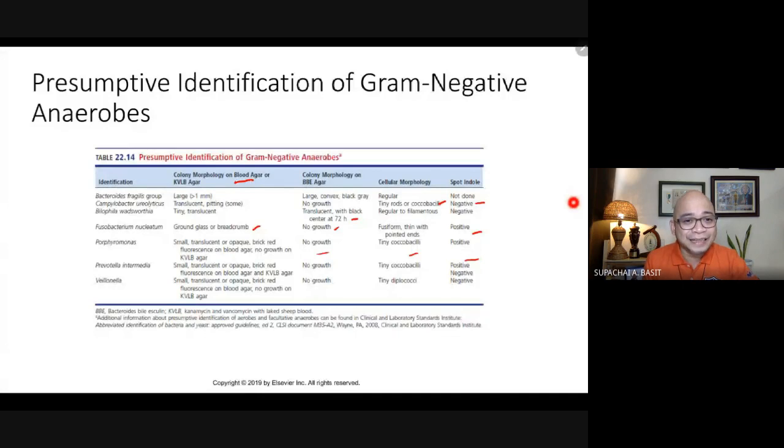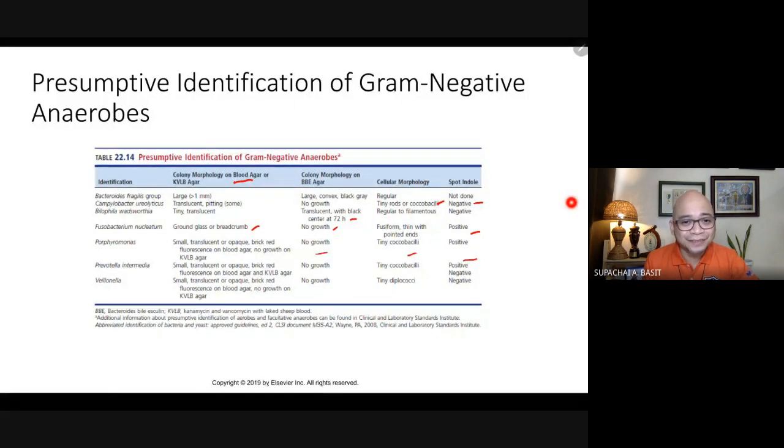For Prevotella intermedia, small, translucent or opaque, brick red fluorescence on blood agar and KVLB. They cannot grow on BBE and they appear like tiny cocobacilli. Negative also for spot indole. For Veillonella, small, translucent, opaque, brick red fluorescence on blood agar, but there's no growth on KVLB. No growth on BBE. They appear like tiny diplococci and they are negative on spot indole.